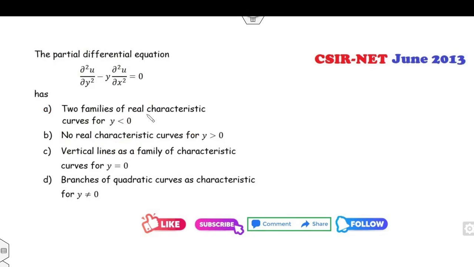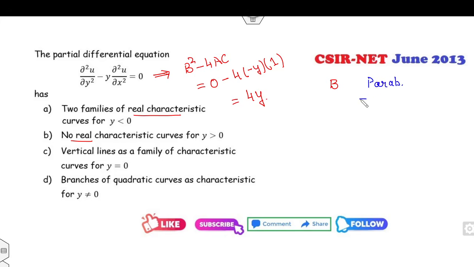Now, they are talking about the characteristic curves. How can you check the characteristic curve? I will check the nature of this equation. What is b squared minus 4ac? Here b is 0, and a and c are 4 and 1 (x is my minus y). Then we know that if it is parabolic, we have only one characteristic curve.